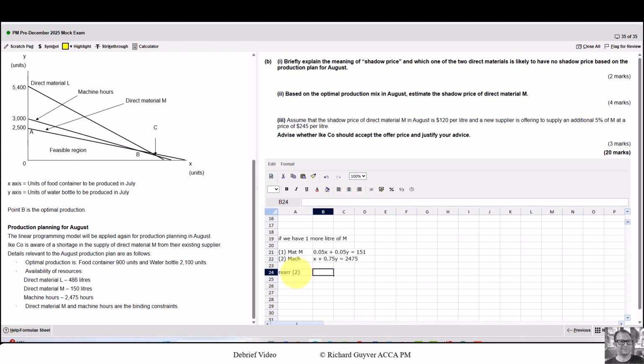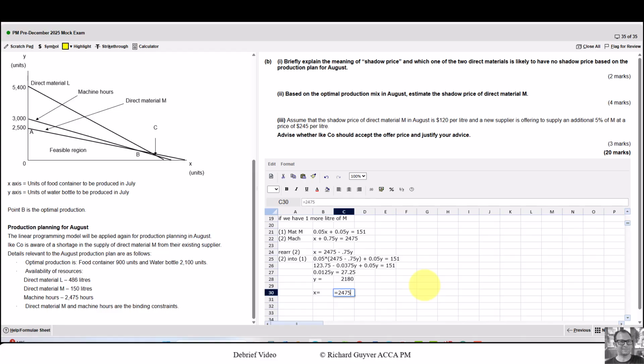So I rearrange 2 just like I did before, then I put 2 into 1. So I substituted that in, expanded the brackets, did some rearranging, ended up with y equals 27.25 over 0.0125, so y equals 2180. So therefore x equals, and I'm going to just go straight ahead and do it here, so it's 2475 minus 0.75 times that value of y is 840.